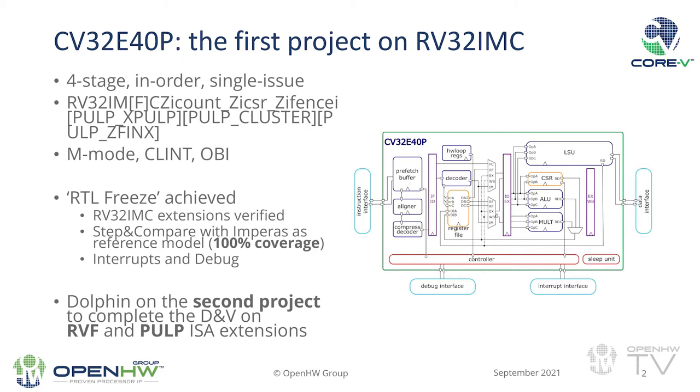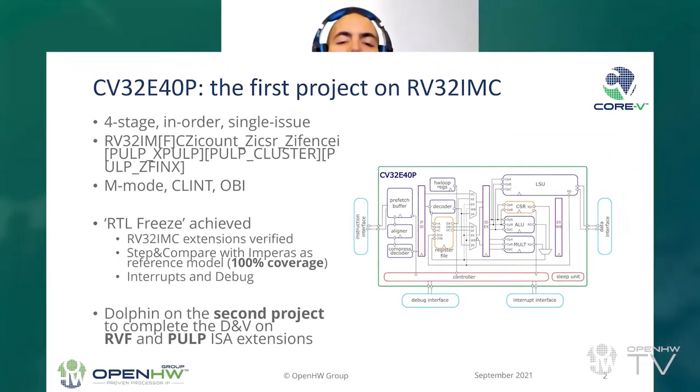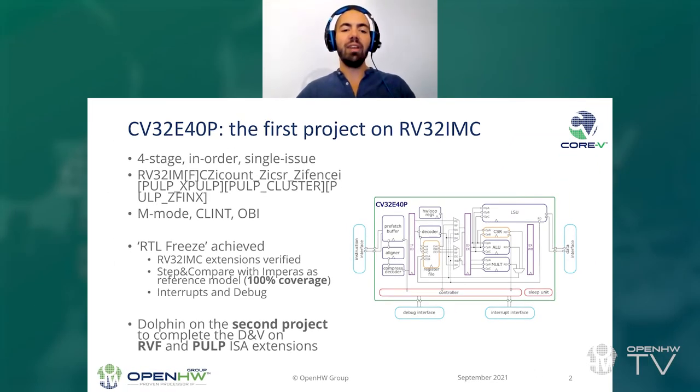The core actually implements machine mode, CLINT and OBI interface for memory. And the first milestone we achieved is RTL freeze last year, with 100% full code coverage on verification. And the second project is actually being described by Pascal in the next presentation, and it's going to be about design and verification of the missing features that we haven't done yet during the first one, and those are the floating point and PULP custom extensions.